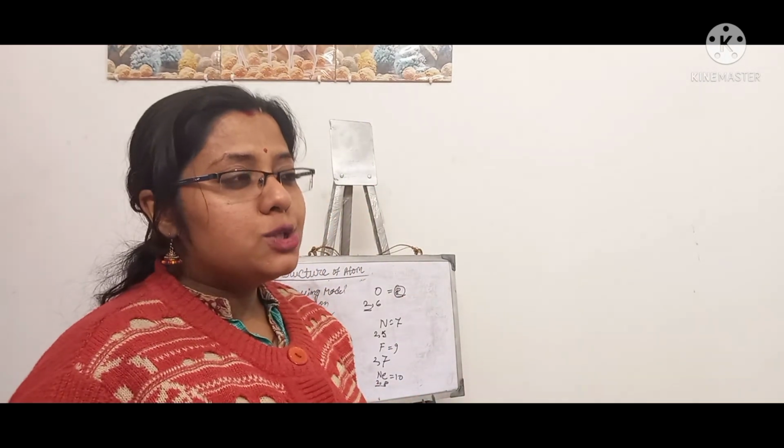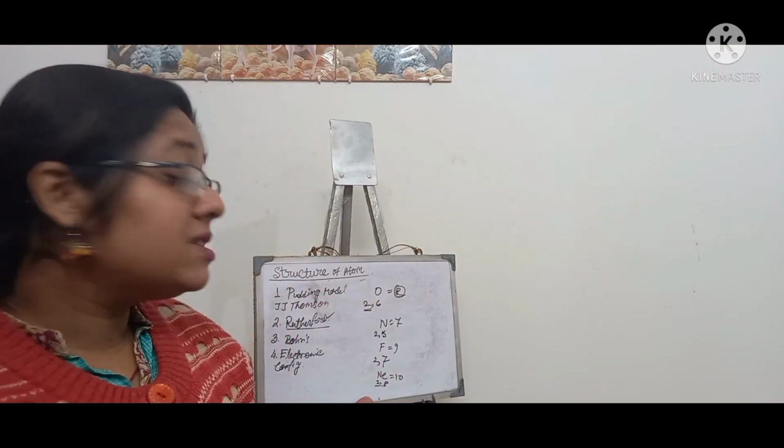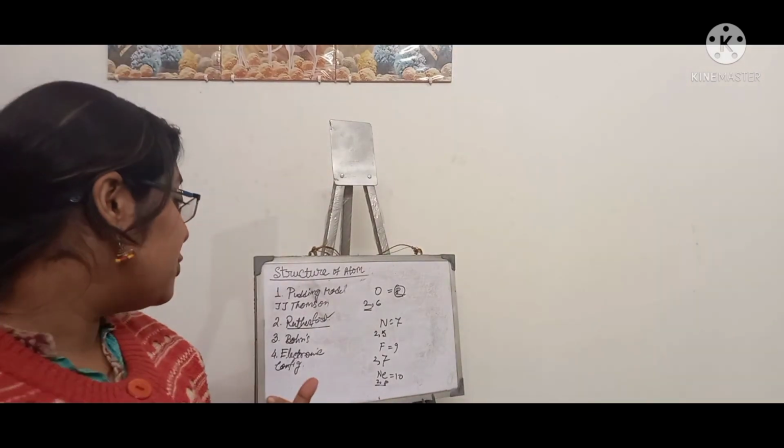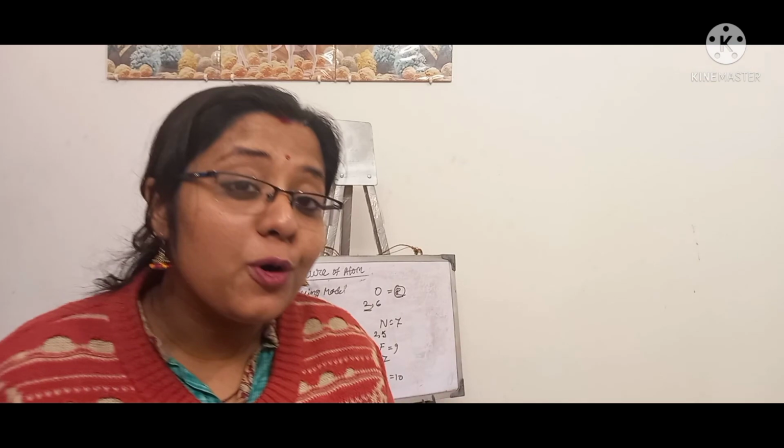Okay, so today up to this point I have to conclude. Thomson's model, Rutherford model, Bohr's model, and electronic configuration. These 4 topics we have covered from structure of atom.